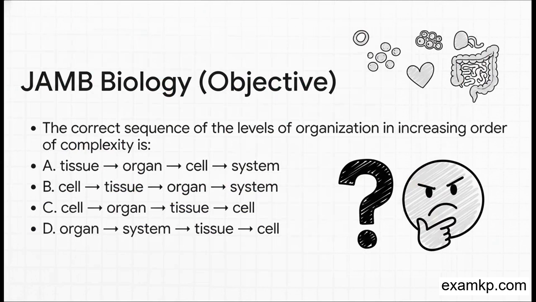Let's move on to a JAMB question. And just like I told you, here it is, a direct test of that organizational hierarchy. They want the correct sequence, starting from the simplest and going up to the most complex. Take a good look at those options. Which one is it? The correct answer is B. And it has to be B.